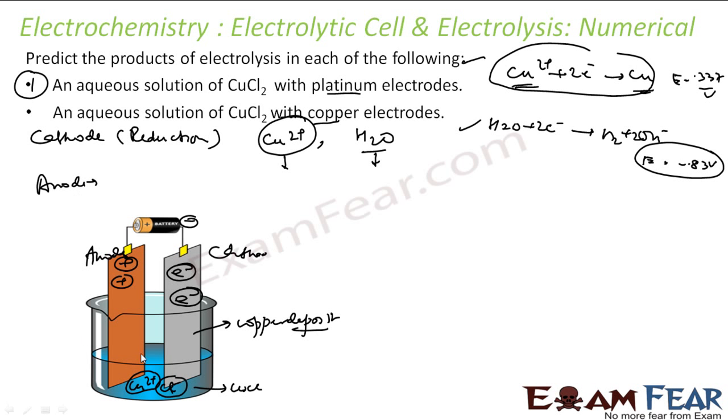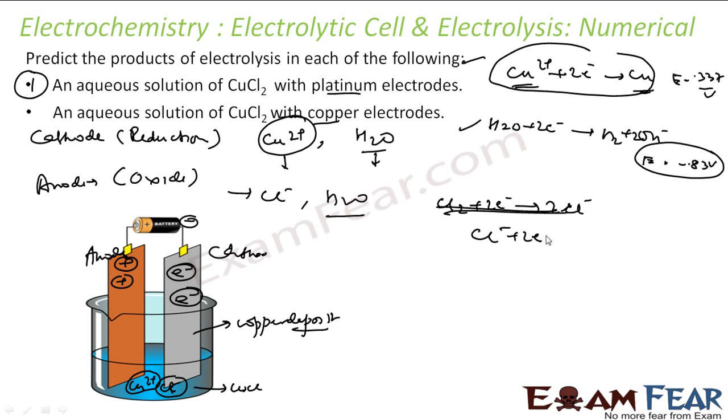At the anode, something will get oxidized. So I have an option between Cl- ions and water. Either water can get oxidized or chloride can get oxidized. So let's see these reactions. Chlorine takes 2 electrons to become 2 Cl-. I wrote the reduction reaction actually in both cases. Let me write the oxidation reaction. Chlorine will take 2 electrons to become 2 chloride, and water oxidation: water will become oxygen and give 4H+ and 4 electrons.